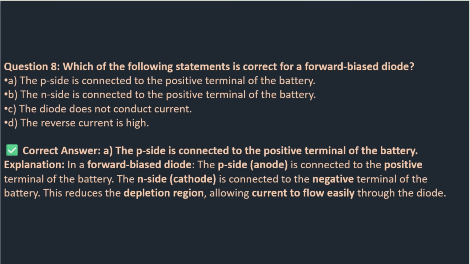Question 8. Which of the following statements is correct for a forward-biased diode? Option A, the P side is connected to the positive terminal of the battery. Option B, the N side is connected to the positive terminal of the battery. Option C, the diode does not conduct current. Option D, the reverse current is high. Correct answer, A, the P side is connected to the positive terminal of the battery. Explanation: in a forward-biased diode, the P-side, anode, is connected to the positive terminal of the battery.